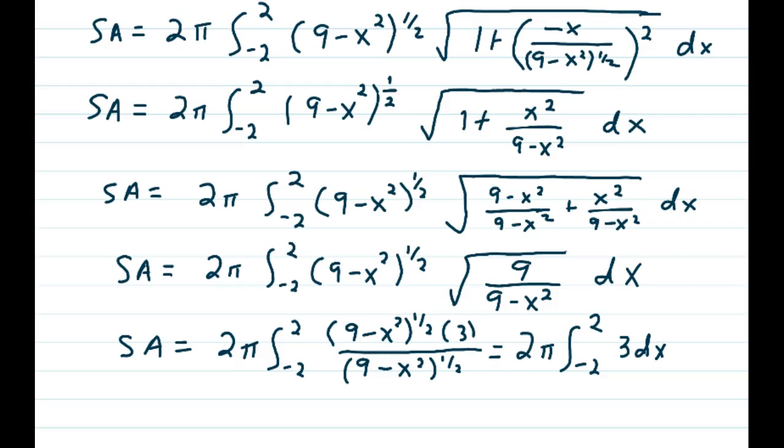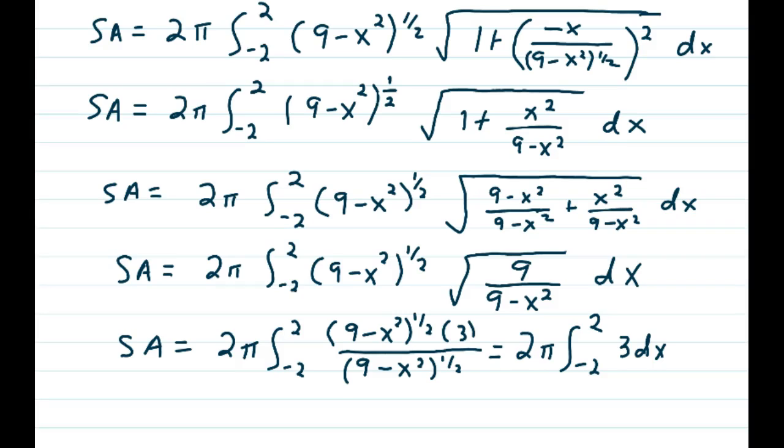In the next step, the first pieces are the same. We scoot to the back, we have the square root of 1 plus. Now if we square negative x, we get x squared. If we square 9 minus x squared to the half power, we multiply exponents, and we just get 9 minus x squared. Then we say, okay, what do we got with that? Well, we have to find a common denominator to combine those two fractions.